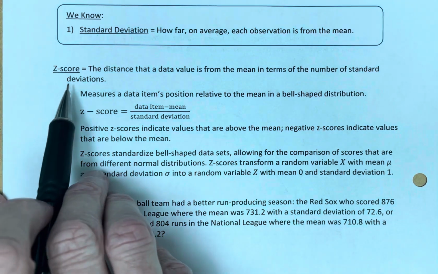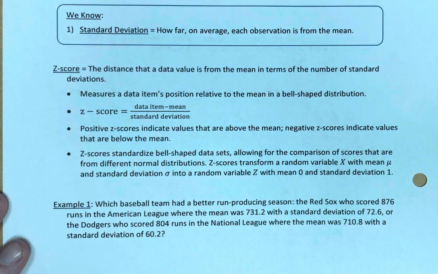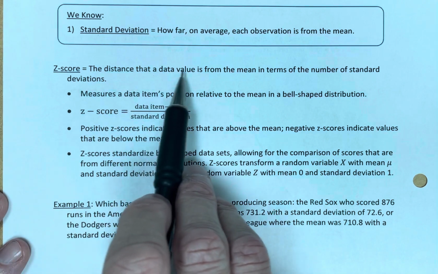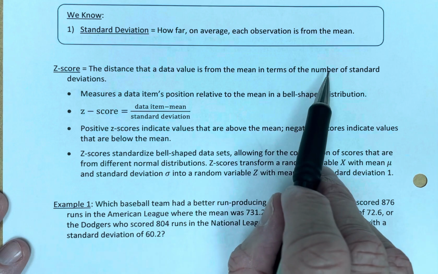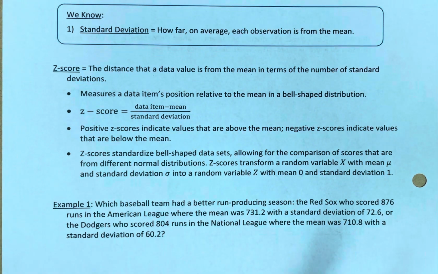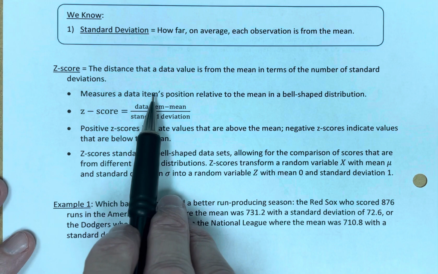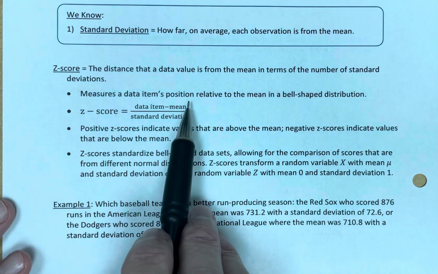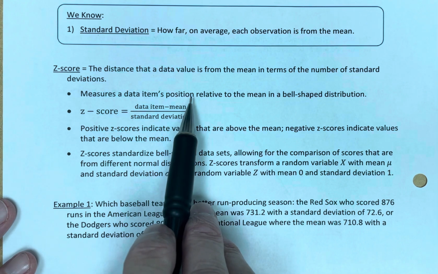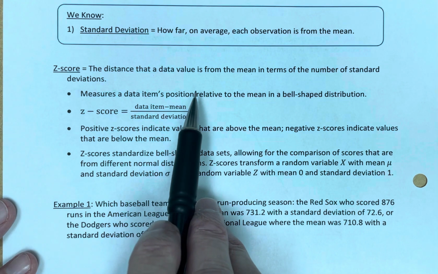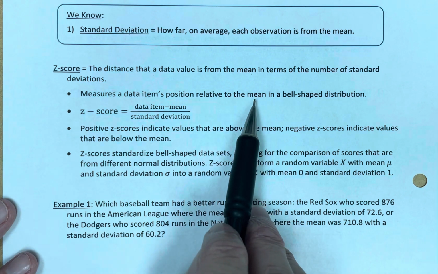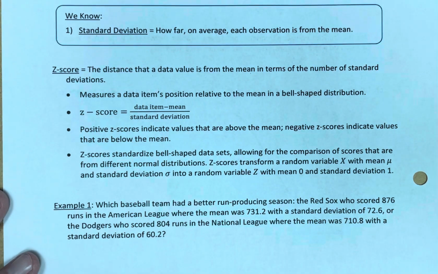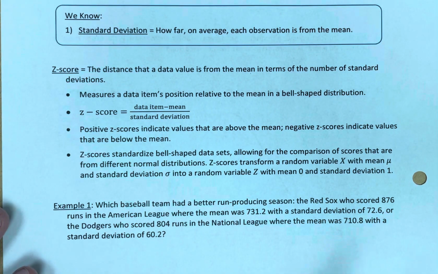Well, let's first define a z-score and what's involved with a z-score. Z-score: the distance that a data value is from the mean in terms of how many standard deviations. It's one thing to say this value is 25 units, let's say minutes, away from the mean. It's another thing to say that this data value is 1.5 standard deviations away from the mean. One of them is unit specific. The other one has been standardized a little bit.